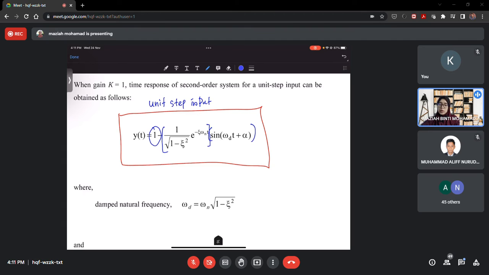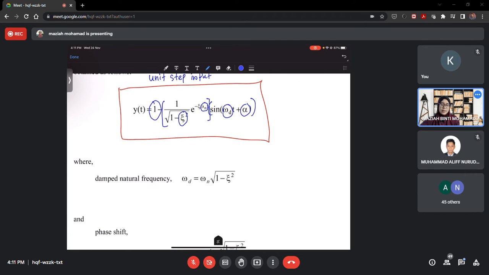All right, so we have seen the parameter zeta from the transfer function, and also omega n, and then there is additional omega d here. Okay, omega d is the damped natural frequency, omega n is the undamped natural frequency. And then we have alpha, which is the phase shift. Okay, this is actually a delay.